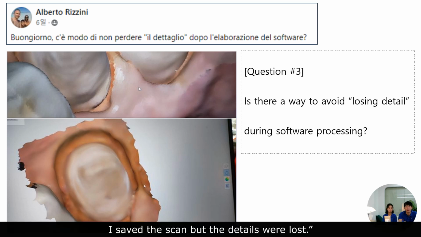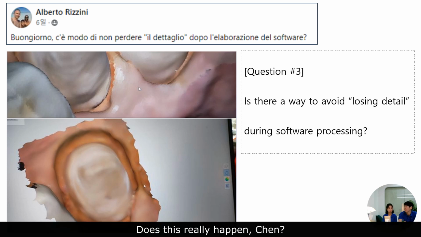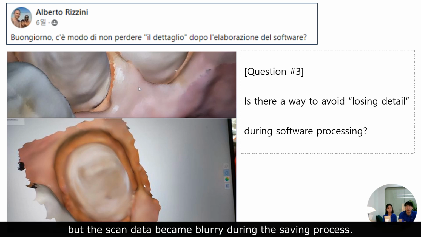I saved the scan, but the details were lost. Does this really happen, Chen? This happened. I also had this experience. Okay, it means the data was clear when scanning, but the scan data became blurry during the saving process. That would be troublesome. What could be the cause?